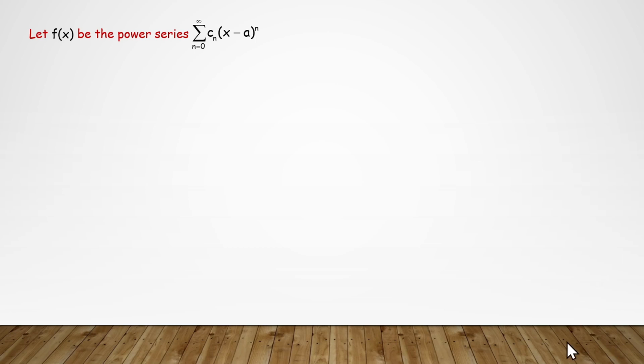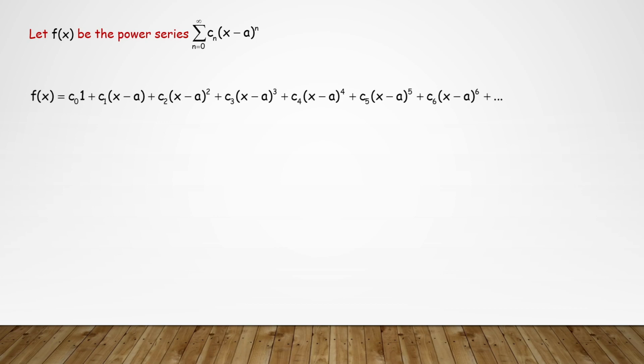Let's define f of x to be the power series that is the summation of c sub n times the quantity x minus a, quantity raised to the n, as n goes from 0 to infinity. If we would expand f of x, we would get c sub 0 times 1 plus c sub 1 times the quantity x minus a plus c sub 2 times the quantity x minus a quantity squared, and so on.